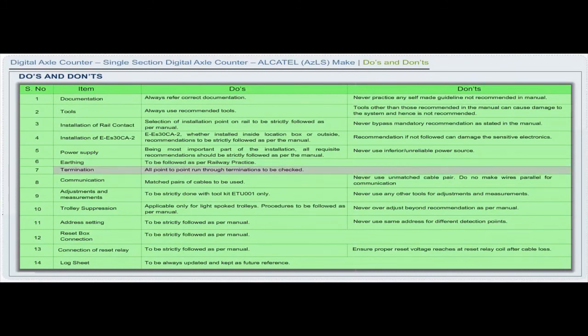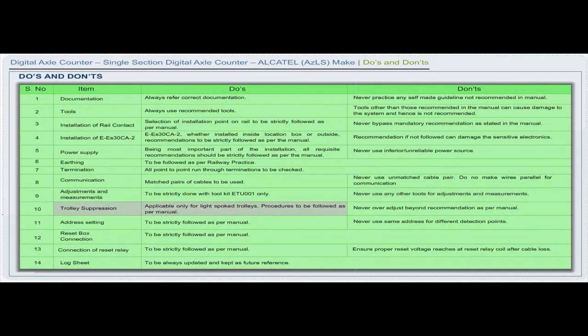All point-to-point run-through terminations to be checked. For communication, matched pairs of cables to be used. Never use unmatched cable pair. Do not make wires parallel for communication. Adjustments and measurements to be strictly done with toolkit ETU001 only. Never use any other tools for adjustments and measurements.